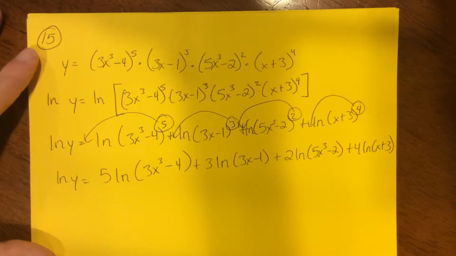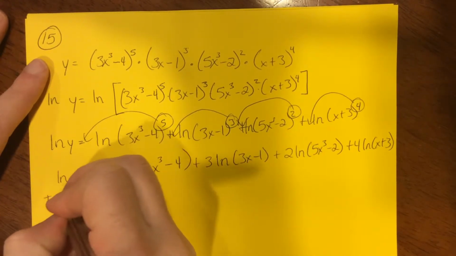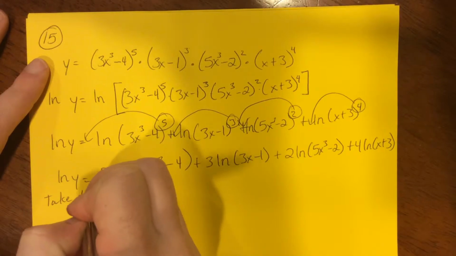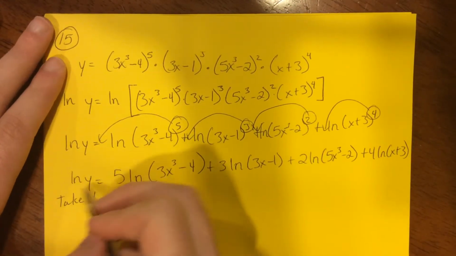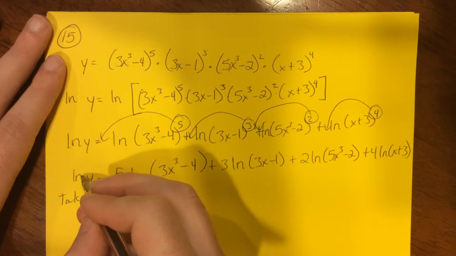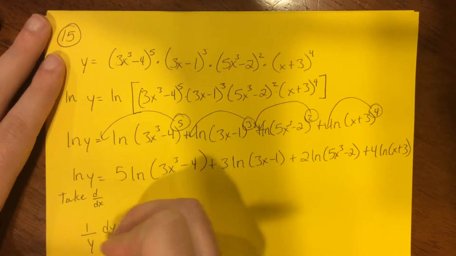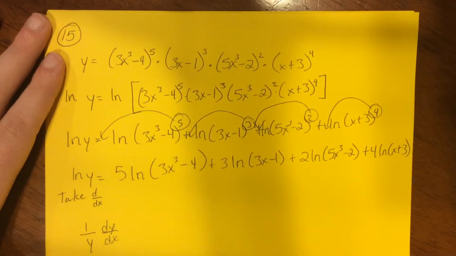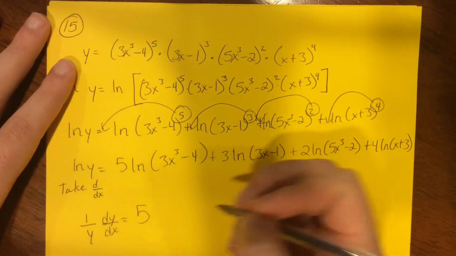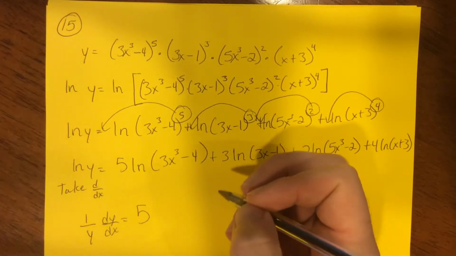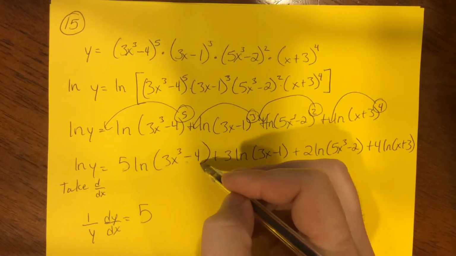At this point, we've expanded things as much as possible, so we're going to take our derivative with respect to x on both sides. So when we do that, on the left side, we would end up with the derivative on top divided by the original function, or 1 over y times the derivative with respect to x. On the right side, this 5 is a constant, which is thrown in front of a derivative. And as a result, we're really just taking the derivative of the natural log of 3x cubed minus 4.